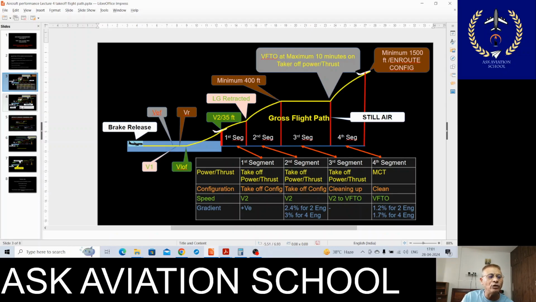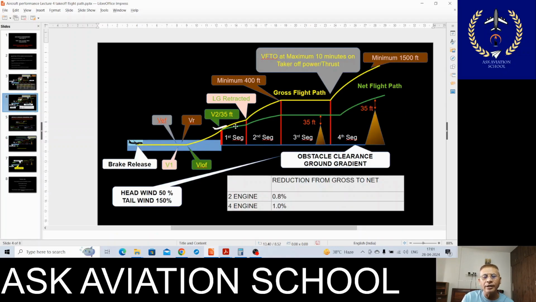So therefore, we need to define something known as the net flight path. In this diagram, I have depicted it as a green line. The net flight path is derived out of the gross flight path by reducing a certain percentage. For a twin engine aircraft, the reduction is 0.8%. For 4-engine aircraft, the reduction is 1%. After having reduced the gross flight path by the required margin, I will get the net flight path.